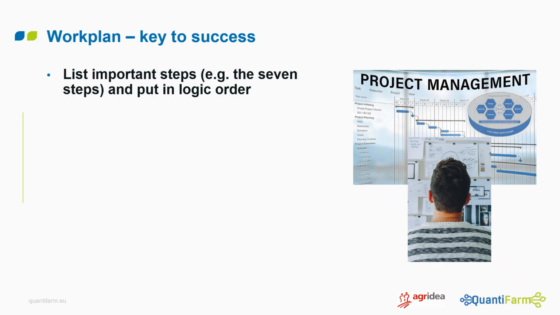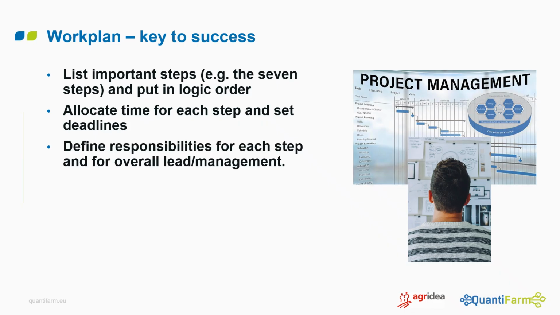Start by listing the most important work steps. You could take the 7 steps we have presented and put them into a logic order. They can be sequential or parallel, no matter, just do as it suits you. Then allocate time needed to each step, and set deadlines accordingly. Define the responsibilities for each step and also for the overall management and the lead of the planning process as a whole.